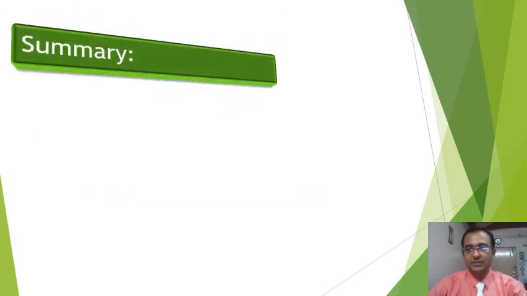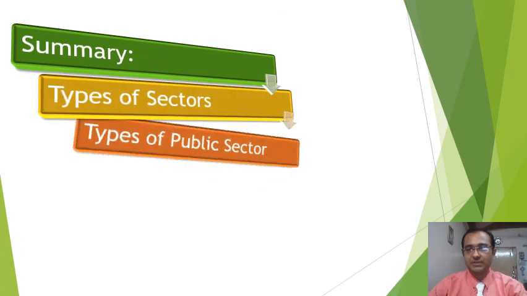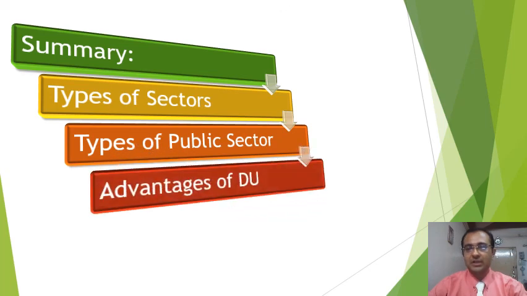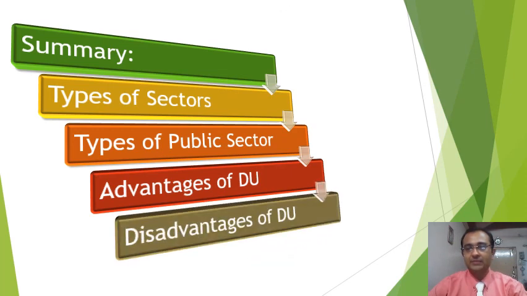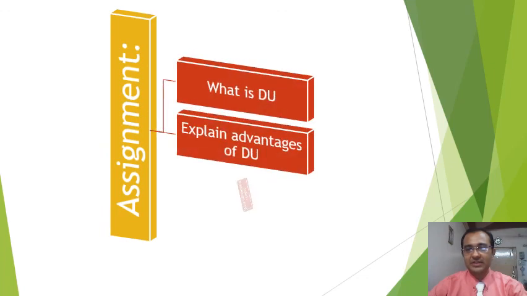Let's have a quick revision of what we have discussed. We have discussed the types of sectors. We have discussed the types of public sectors. We have discussed the first type of public sector, that is, a departmental undertaking. And in that, we have discussed the advantages of departmental undertaking, and we have also discussed the disadvantages of departmental undertakings. It's time for assignment, and this is the assignment for the day.